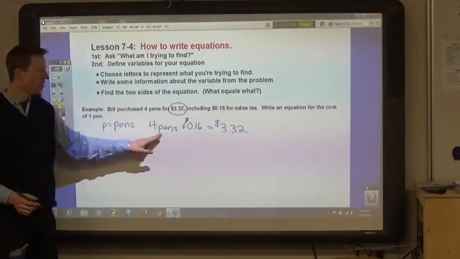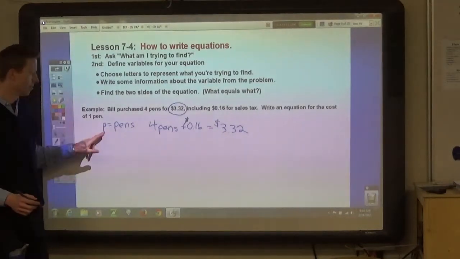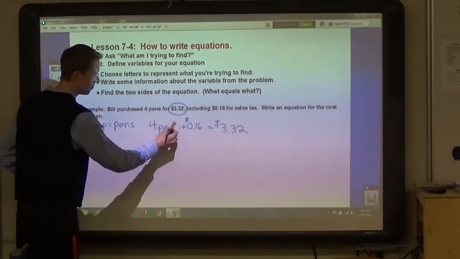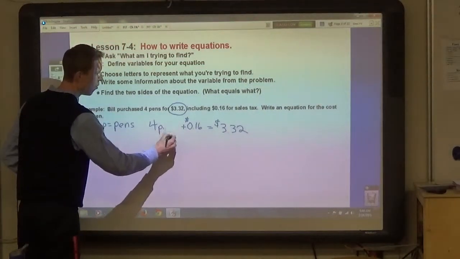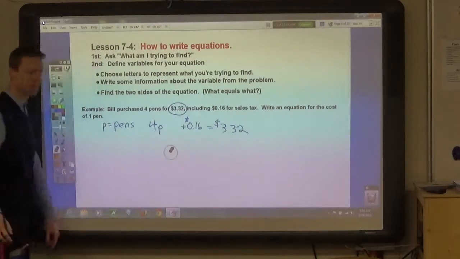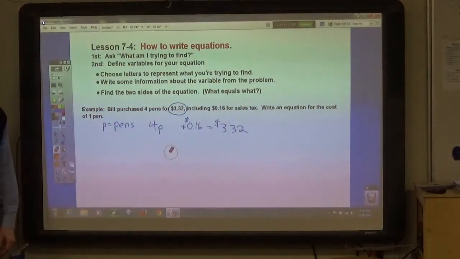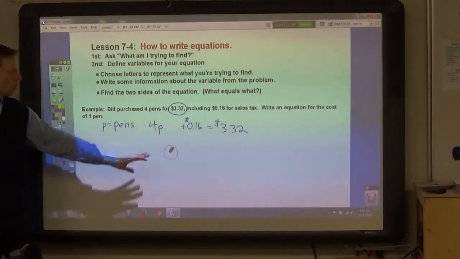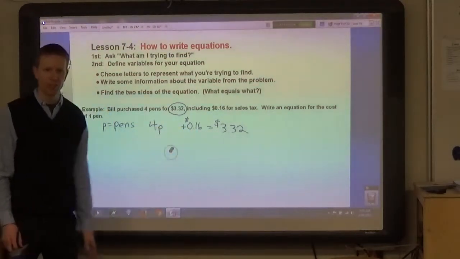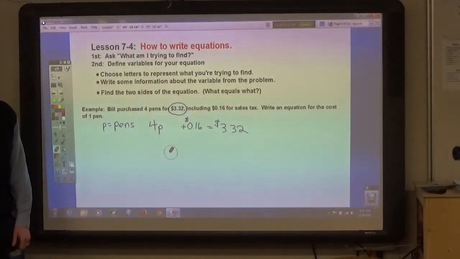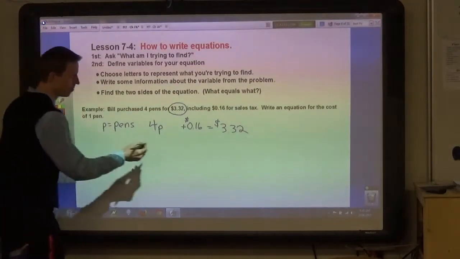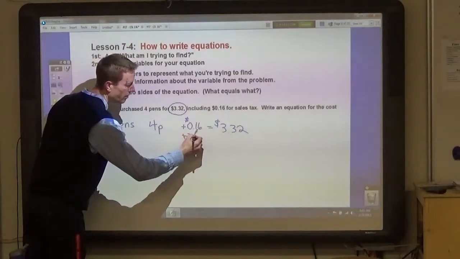But instead of pens, we're just going to write P. All right? So 4P plus 16 cents equals $3.32. We have an equation here, right? And it's an equation that you now know how to solve. How do you solve this? Penny? Add negative 16 cents to each side. Yep, add negative 16 cents.